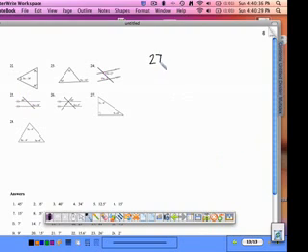Almost finished. The last two problems involve the Triangle Sum Theorem. When you finish problem 27, you should get x is equal to 7 1/6 degrees. And when you finish 28, you should get x is equal to 10 degrees. Pause the video and do problems 27 and 28 now.